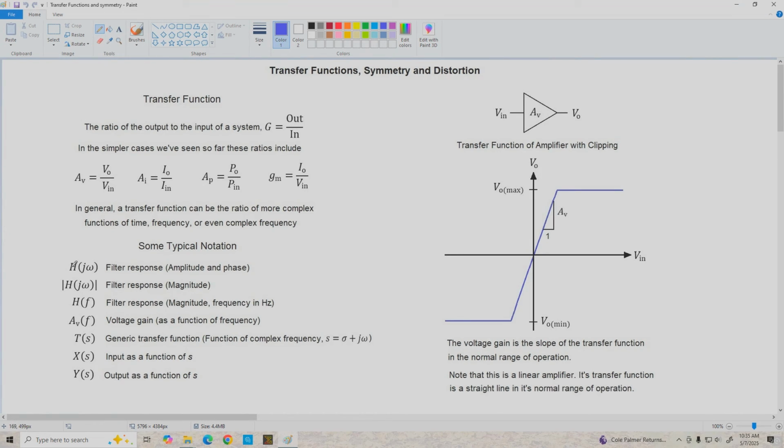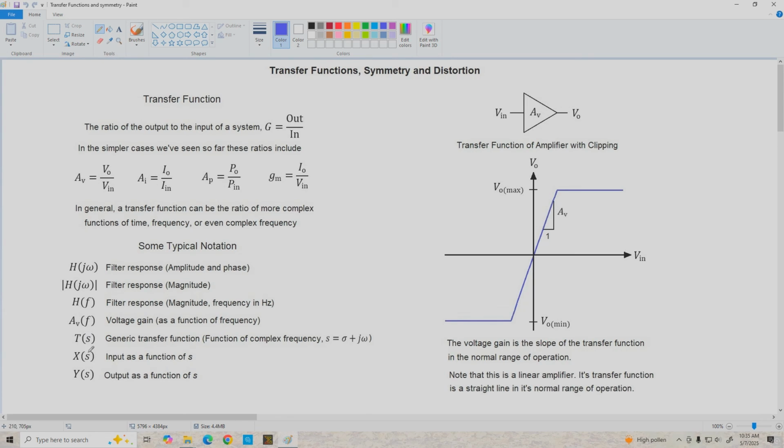The first one listed here, H of j omega, we've seen this before when we talked about filters and decibels. It's just the total response of the filter, amplitude and phase. We can take the magnitude of that, which just gives us the amplitude response. H of f would be similar to the magnitude of the response, just expressed in terms of hertz instead of radians per second. A_V of f would be the voltage gain as a function of frequency, typically what we would see in a Bode plot.